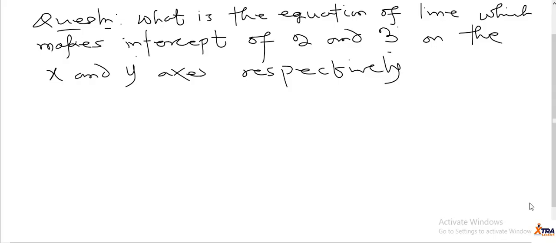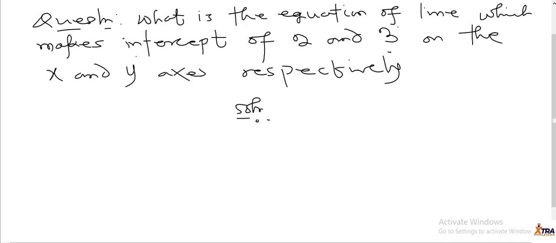So in this class now, we're solving questions on double intercept form. So let's see how to solve the given question. It says, what is the equation of the line which makes intercepts of 2 and 3 on the x and y axes respectively? So this is the double intercept form, in which we have the intercepts on x and y.